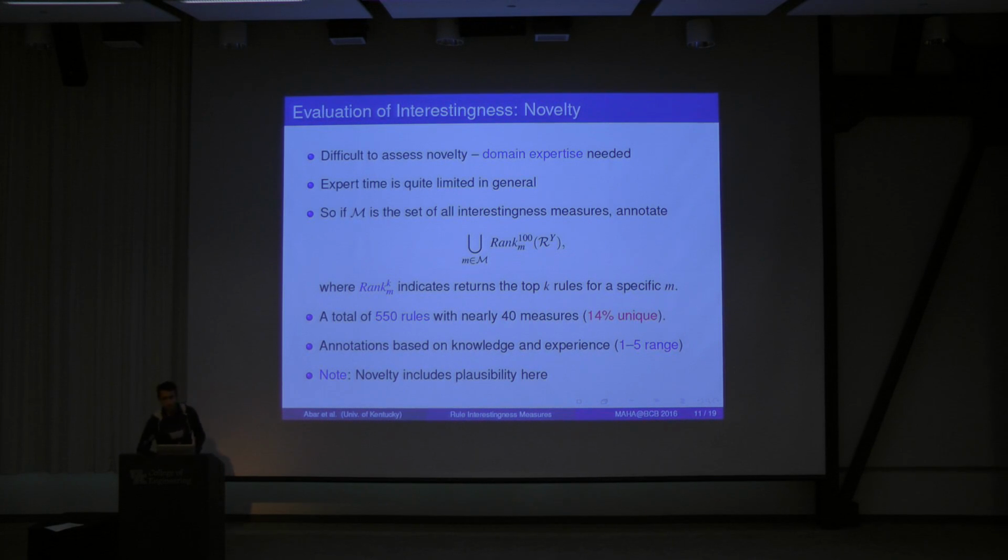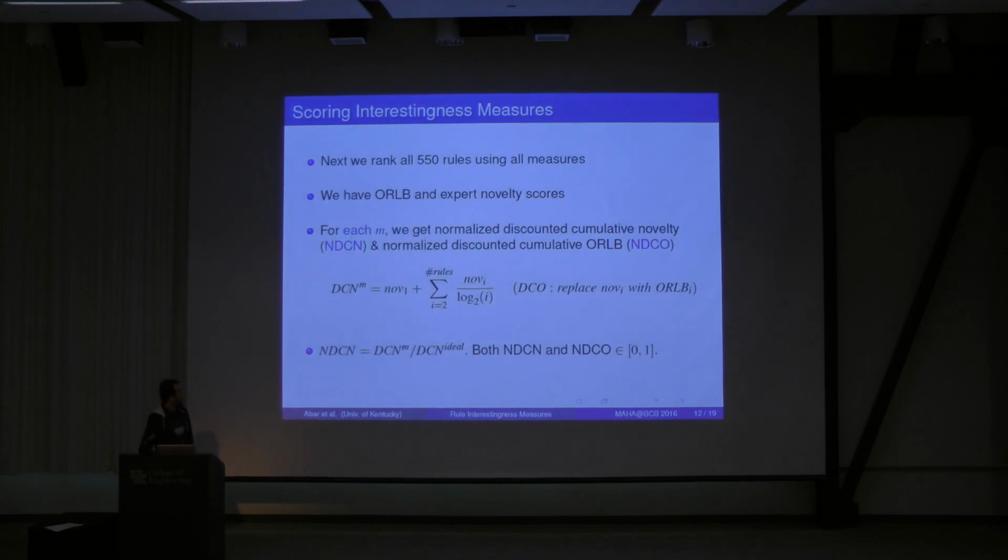So these 550 rules we came up with, those were the rules that went to the experts. Yeah, they were actually selected by more than one measure. Then we did a scoring mechanism for the rules, the 550 rules we got.